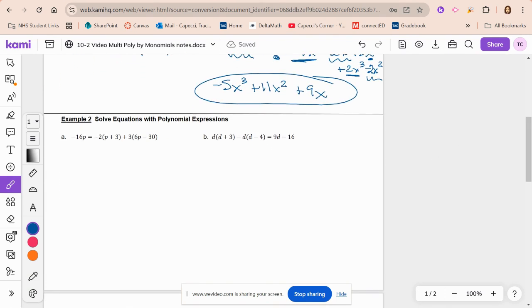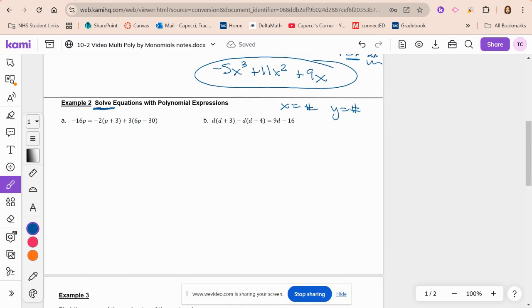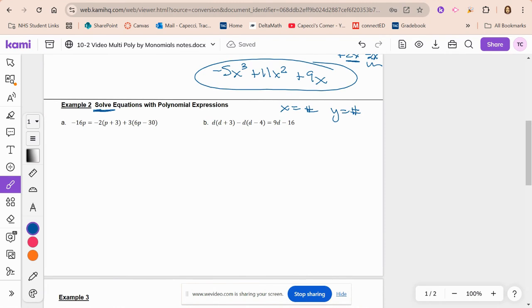Okay, so now we're going to solve equations. So remember, whenever we solve in math, it means we want to get a variable by itself equal to a number. X is equal to or y is equal to whatever the variable is. So let's take a look at letter A. Here's my wall. That's my equal sign. On my left-hand side, I don't have to do anything. Just bring that down. My right-hand side, I'm going to distribute. So that gives me negative 2p minus 6 plus 18p minus 90.